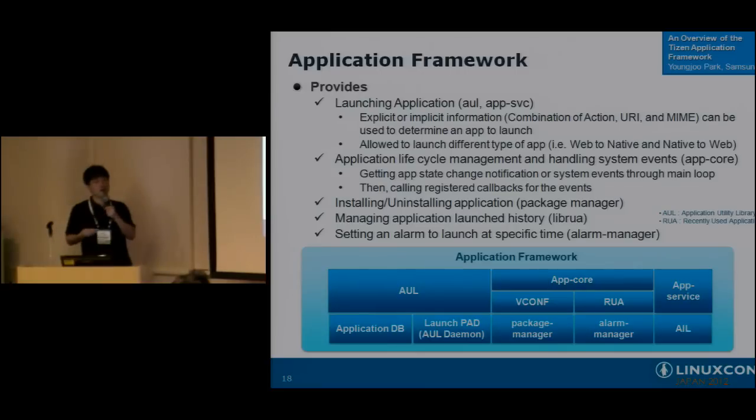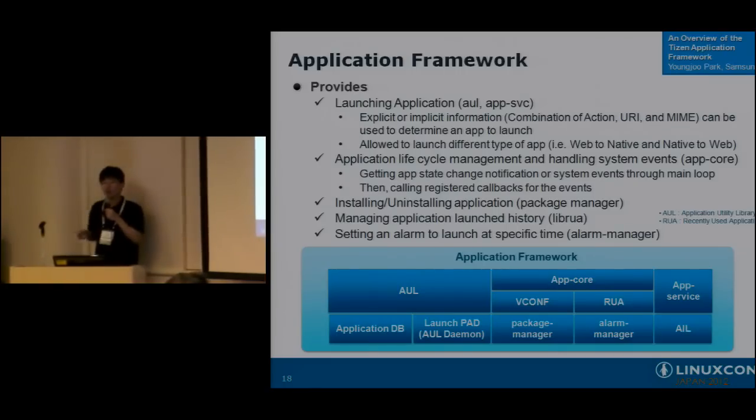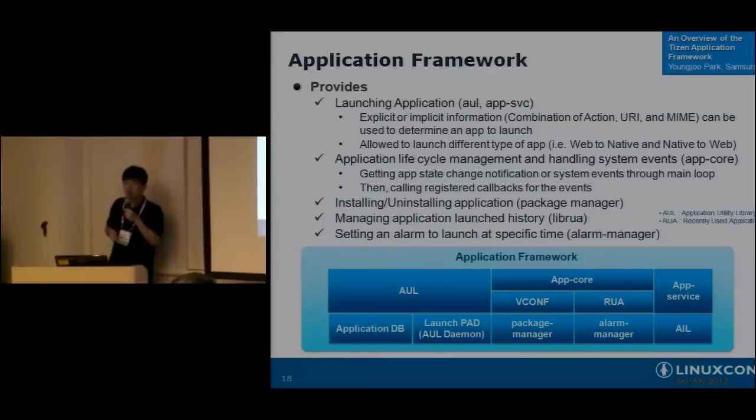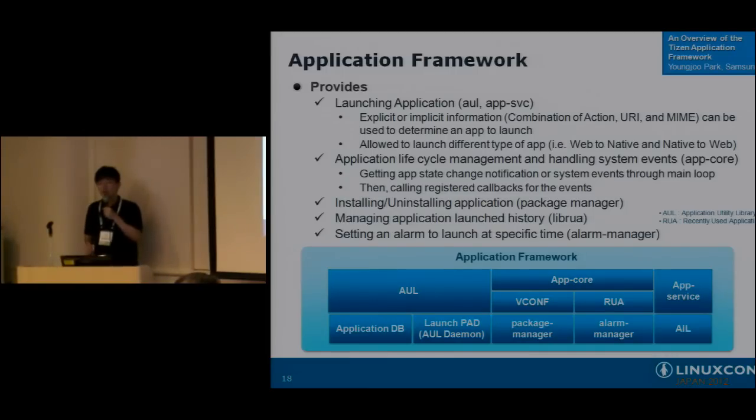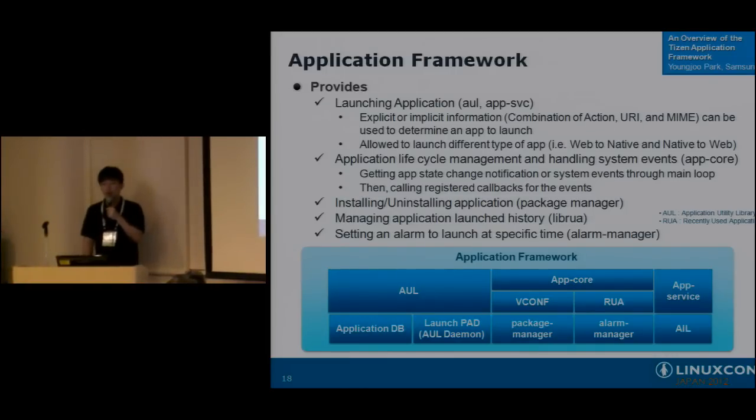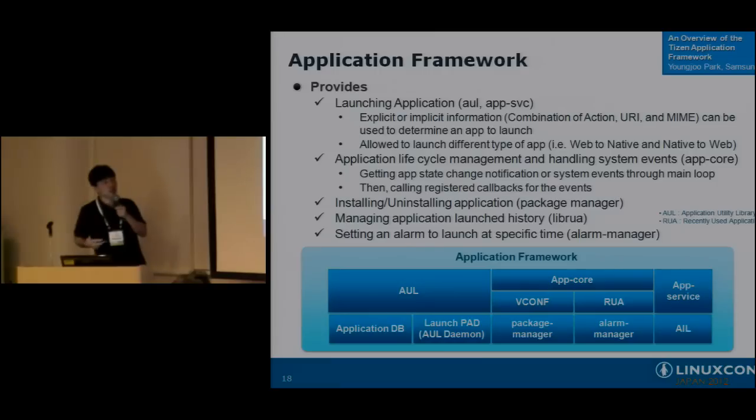Regarding implicit launching, we can give information like a URI or file names or a MIME type. Then the Launchpad will launch the appropriate application for that kind of information. And it allows launching different types of applications. For example, your web application can launch a native application and vice versa.